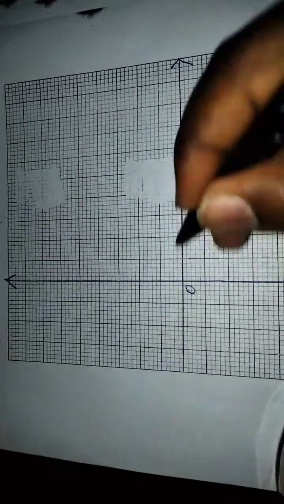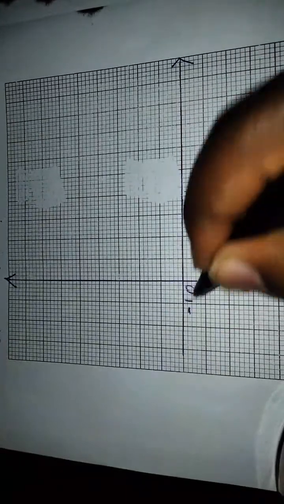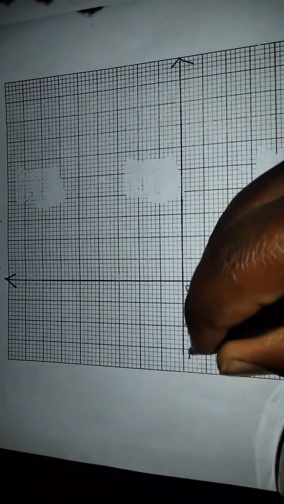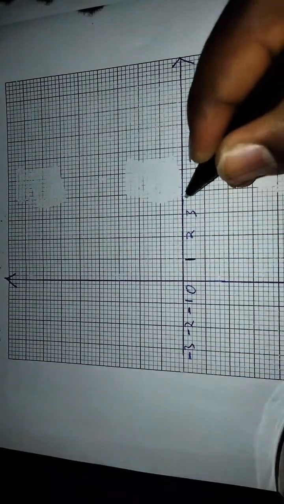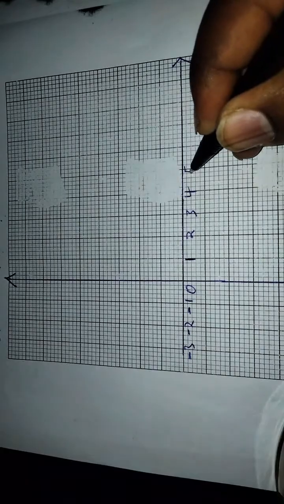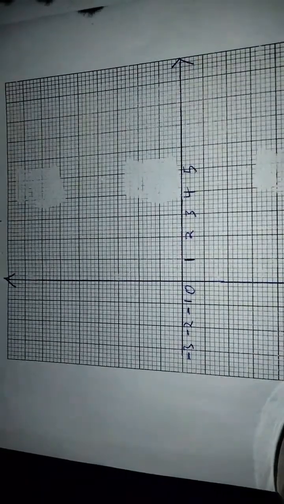This is a 0, so we can have -1, -2, -3. We can have 1, 2, 3, 4. This is a 5. Then we're going to have now on the other axis, because we need to accommodate up to 9, and on the lower side up to -6.